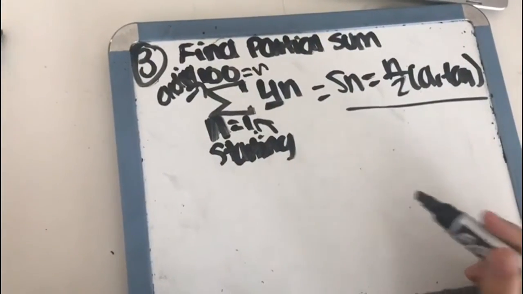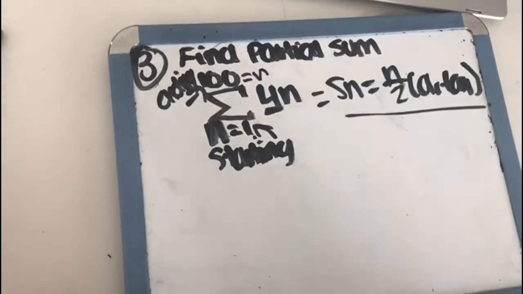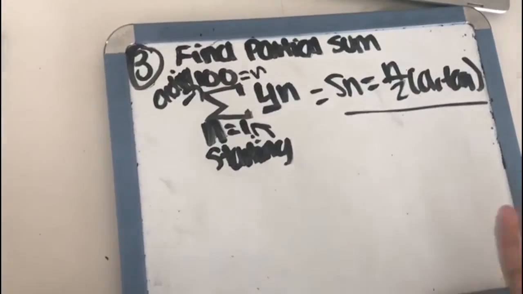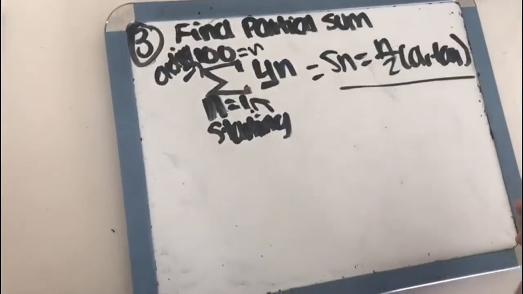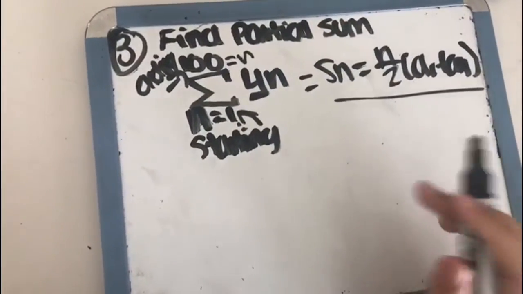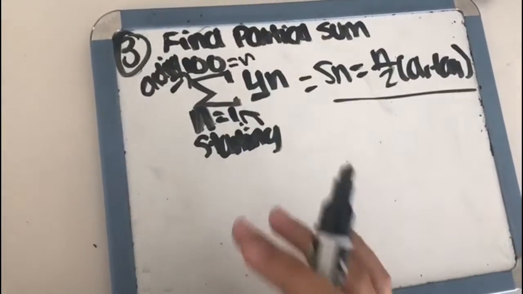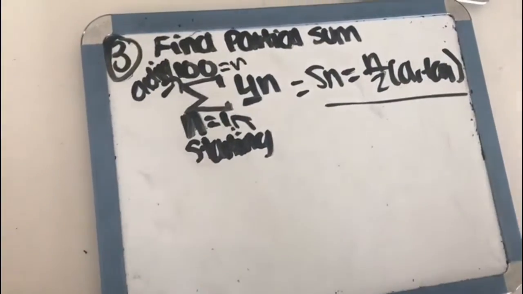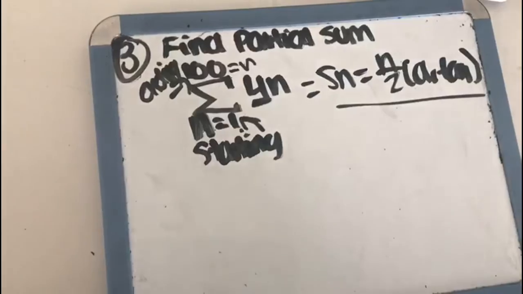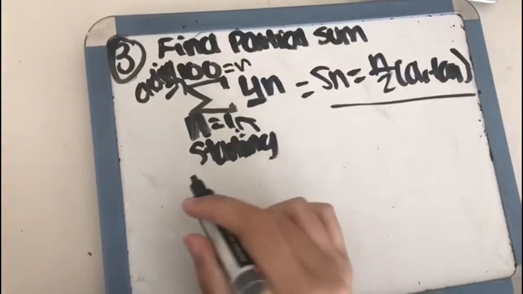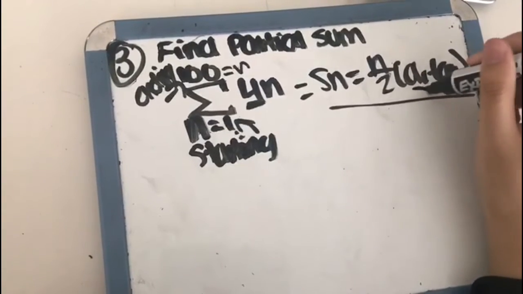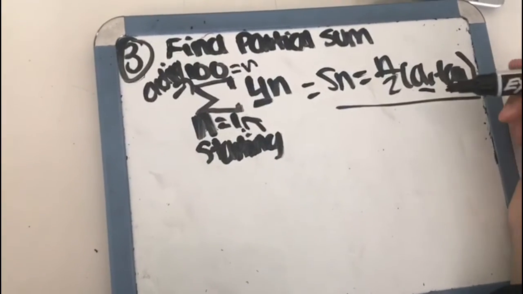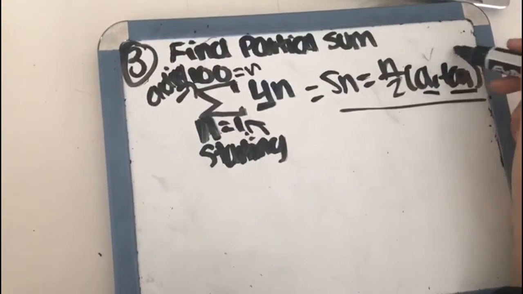So that's the ending. But if it asks you to find a specific term, like a5, then you're going to have to find a5. Other than that, if it doesn't ask you that, then you're fine. You don't have to find every term. For now I'm just going to find a1 and an, because in this kind of problem it only asks for a1 and an.